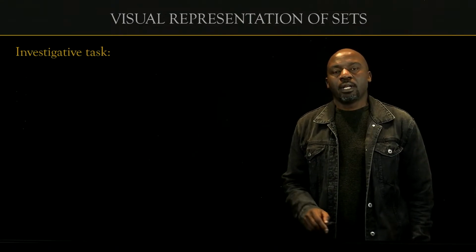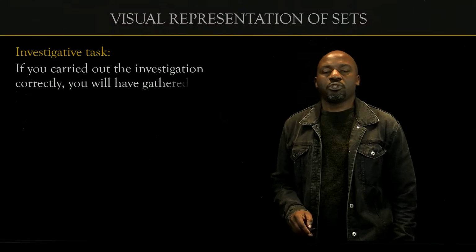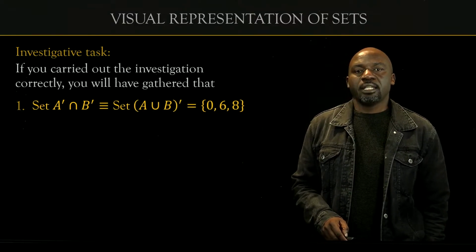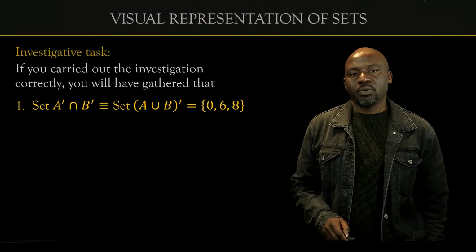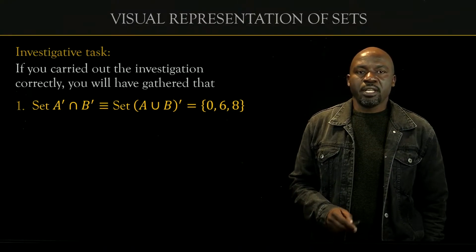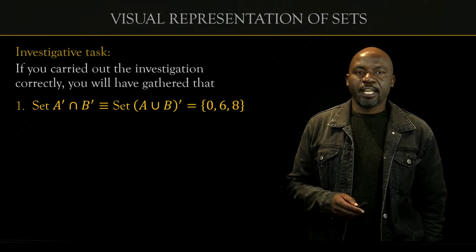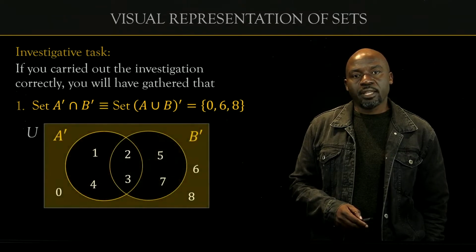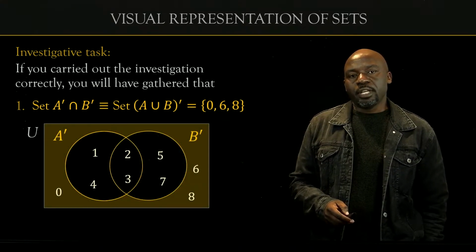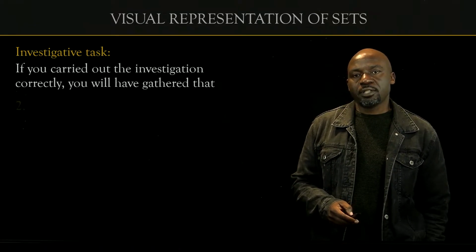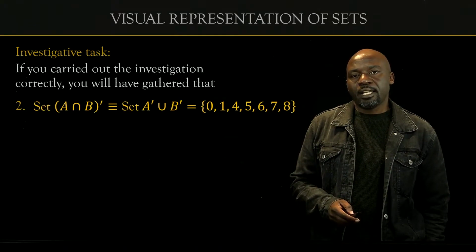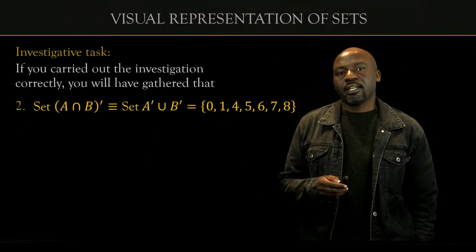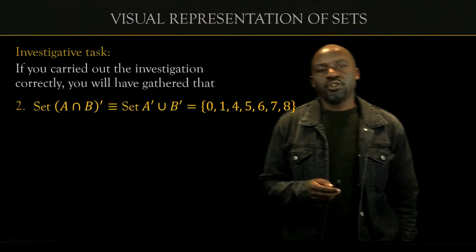Now if you've done this correctly, what you should have noticed is that A complement intersection B complement is equivalent to (A union B) complement, and we found that to contain the elements 0, 6, and 8. That's what we show here in the diagram. If you did the second one, then you should have noticed that the set (A intersection B) complement must be the same thing as set A complement union B complement.